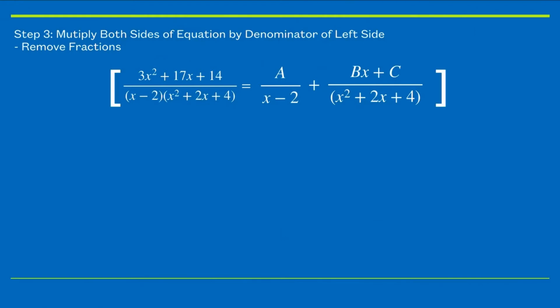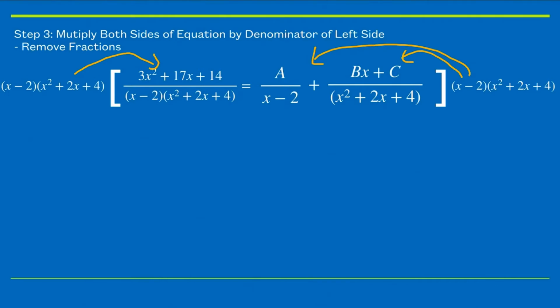So I'm going to put brackets around the entire equation, and then we're going to bring in the denominator of the left side. You can see it right here. We have the x minus 2 times x squared plus 2x plus 4. And then all we're going to do is just distribute that into the parentheses on both sides. We're just going to multiply that all the way through. When I do that, these factors will wind up canceling.